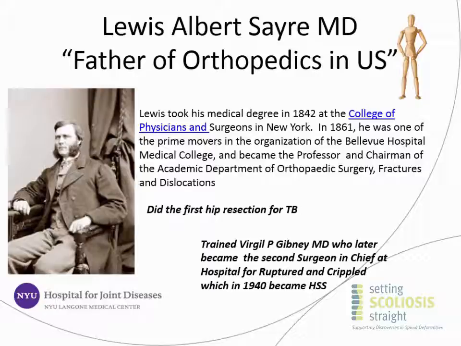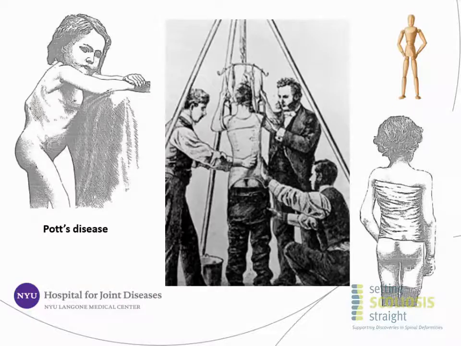The father of orthopedics in the United States has often been said to be Louis Albert Sayre. And we have a connection with him at NYU because Bellevue is part of the NYU school system. He was the first professor of orthopedics in the United States, in the first department of orthopedic surgery at Bellevue Hospital, and had a lot of famous things to his claim.